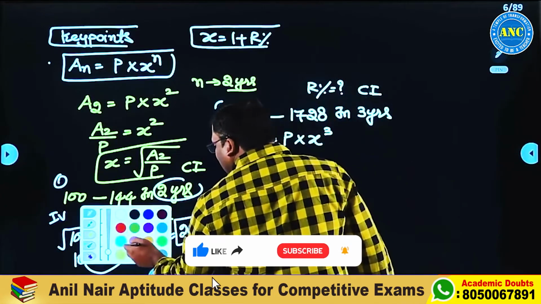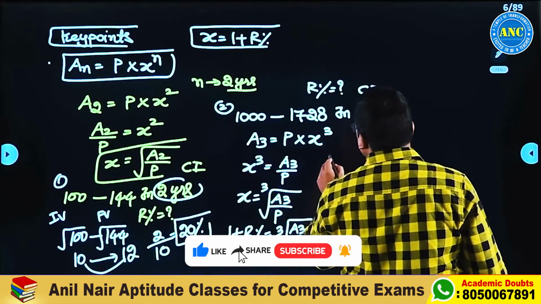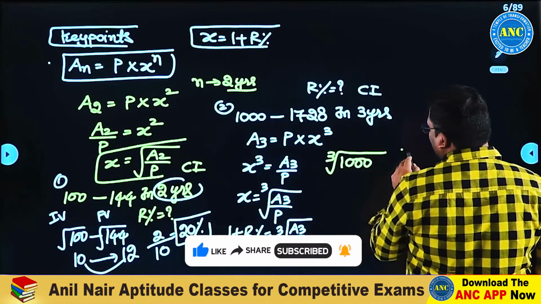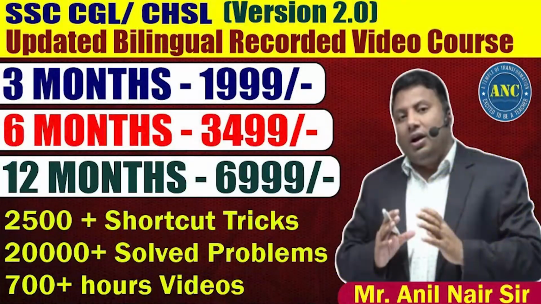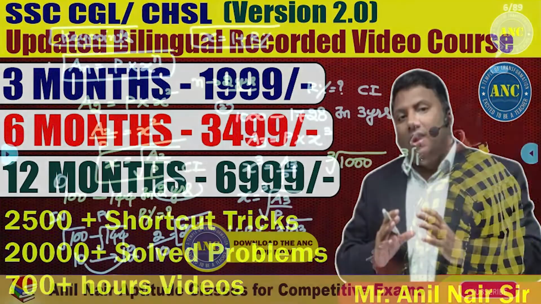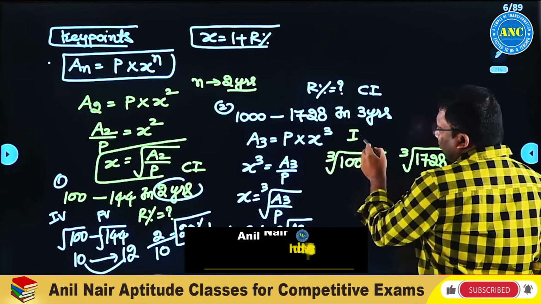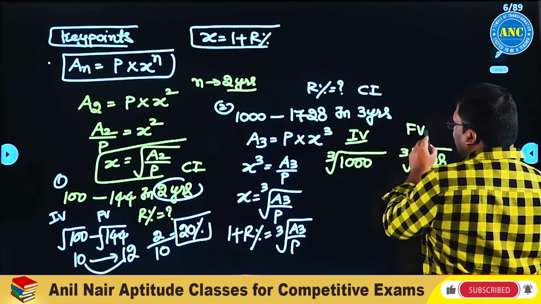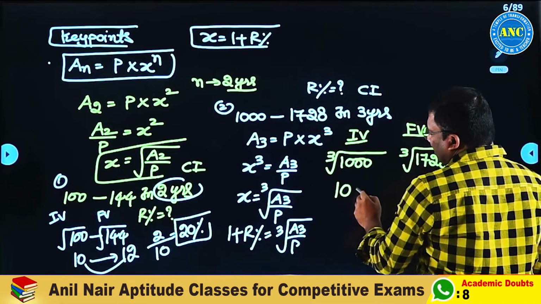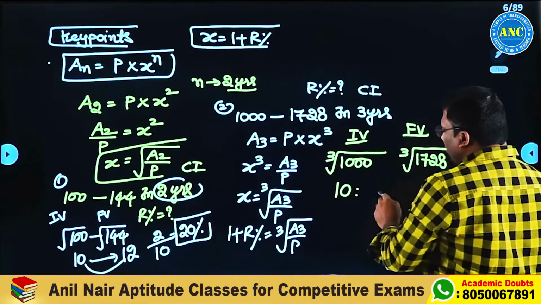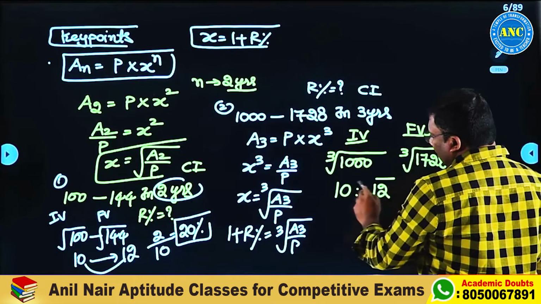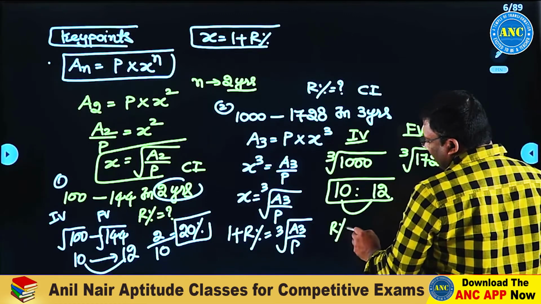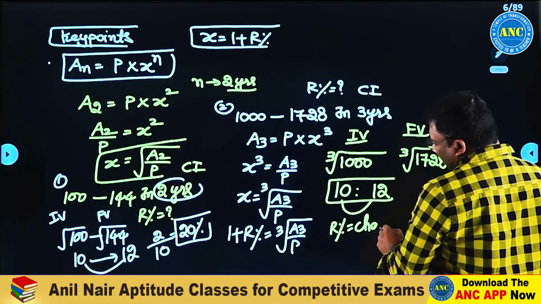So what you do is, from now onwards, it is 1000. So this will become cubed root of 1000 is cubed root of 1728. This is initial value written on left hand side. Final value written on right hand side. Cubed root of 1000 is 10. Cubed root of 1728 is 12. 10 is becoming 12. R percentage is given by change on initial value.